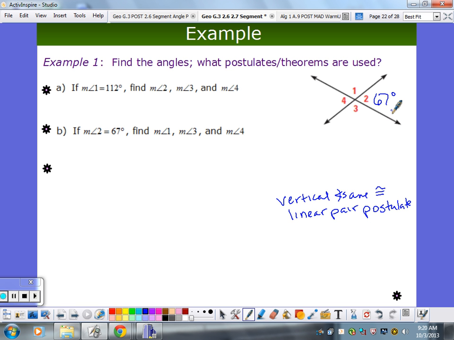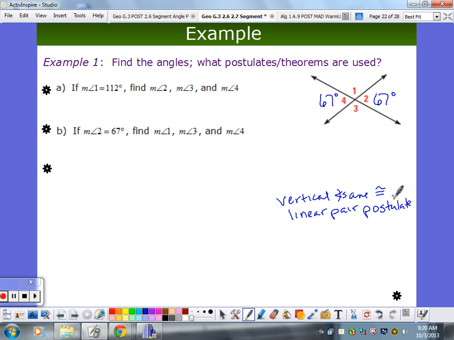What are they? Come on. Yes, sir. Angle 4 is 70. By what reason? Vertical angles are congruent, yeah. And then what else? What about angle 1 or angle 3? Angle 1.